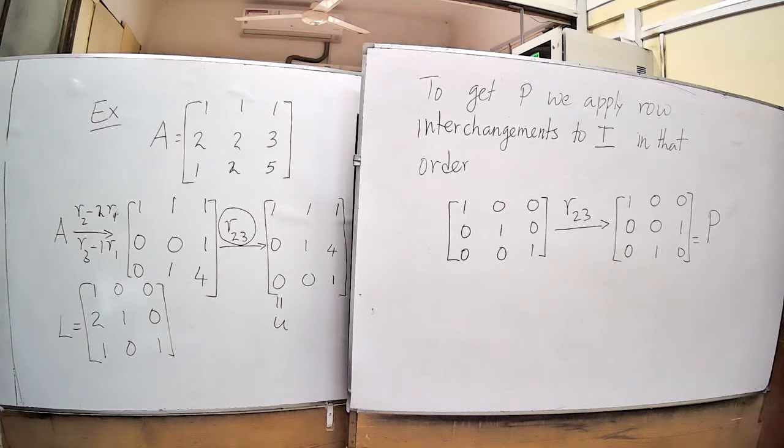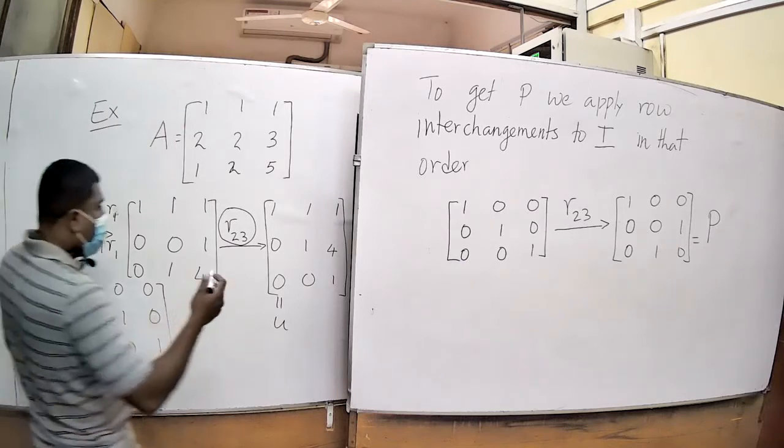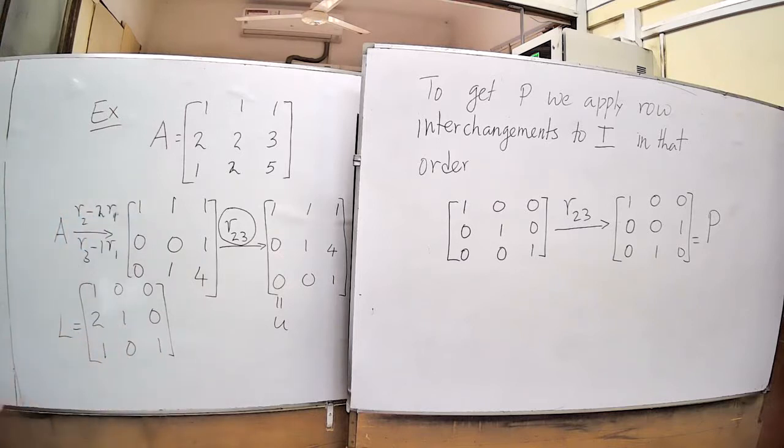And this is 1. This is 1. And this is 2. There's something wrong. Okay, so this is how you do it, and you get PA is equal to LU, right? So double check the work. Maybe I might have done some mistake there. You can double check and see whether you get PA is equal to LU or not.